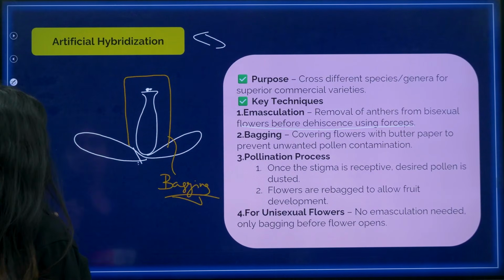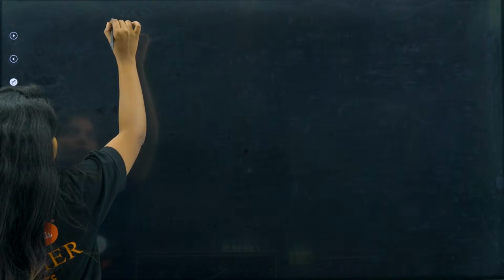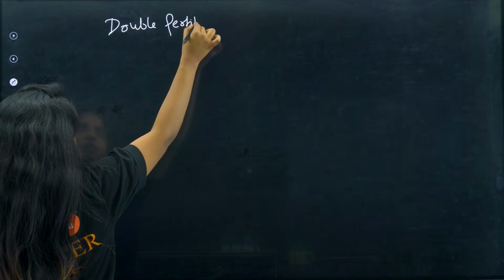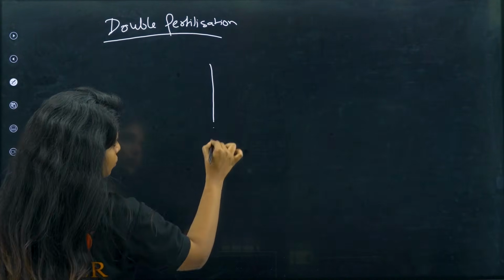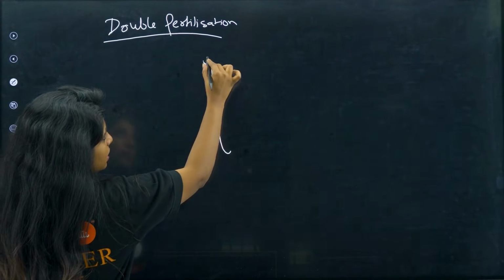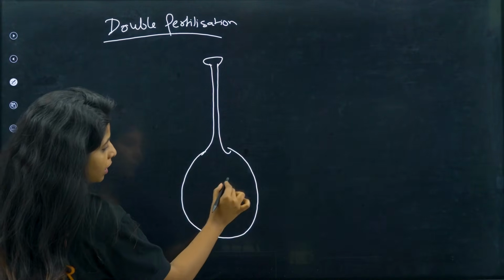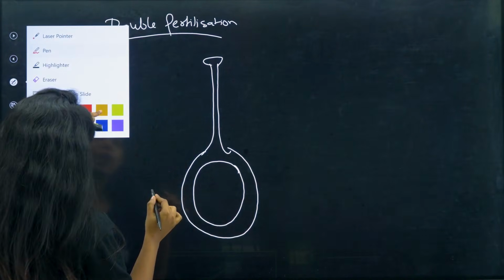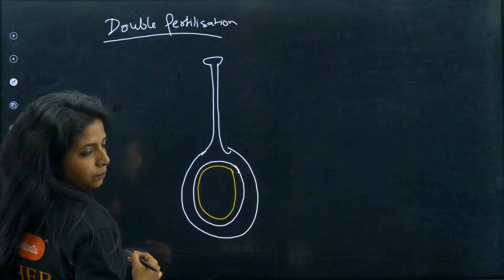Chalo. Now, basically, we are going to talk about, okay, this slide you can take a screenshot or anyway you'll get it in the PDF. That is something that is known as double fertilization. What do you mean by that? Again, you have the stigma, the style and the ovary. Inside the ovary, ovule is there. Inside the ovule, what do you have? You have the female gametophyte, that is the embryo sac.